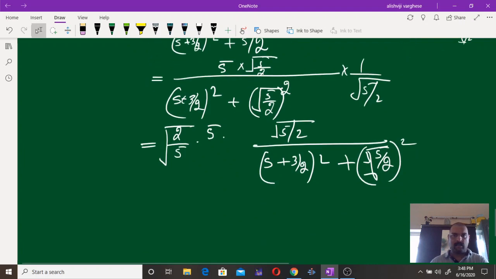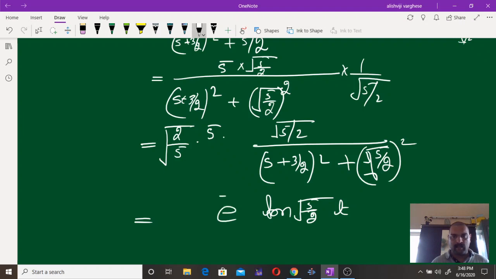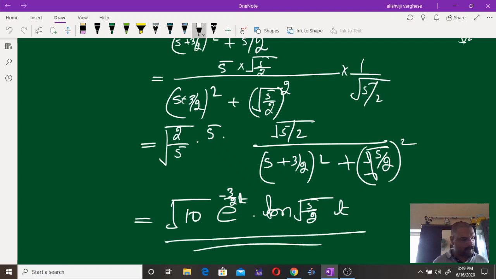Now this particular term is the inverse Laplace transform, or this is the Laplace transform of sine root of 5 by 2 t, then shifted with minus 3 by 2 t. Then here we have a constant, and root 5 and root 5 cancelled, so it is root 10. So this will be the required Laplace transform of function.